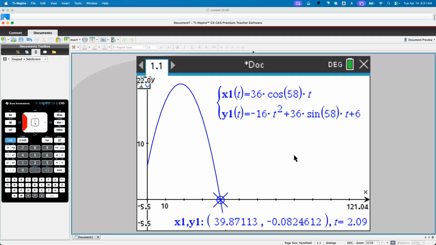Pretty close, yes? Yeah? Okay, so we're pretty close. So if you're willing to take that chance, okay, you could say, here I would say 39.871 feet. Okay? That's one option. Get as close as you can to it. Okay?